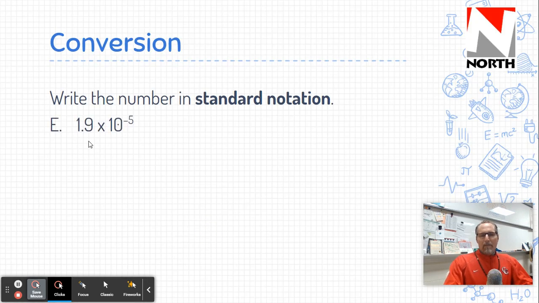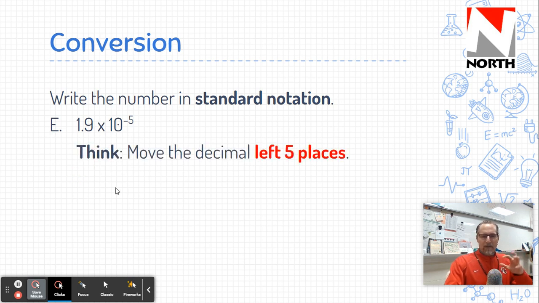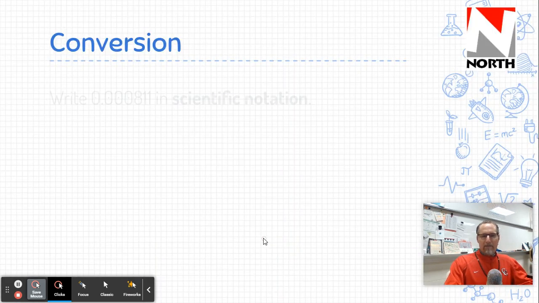Okay. One more example, I think. So 1.9 times 10 to the negative 5. Negative 5, remember, move to the left, and I'm moving five places to the left. So that would be one right there. I need to put a lot more zeros in place to move that decimal five places to the left. So it started here, 1, 2, 3, 4, 5. I have now moved five places to the left in order to get that where it needs to be.